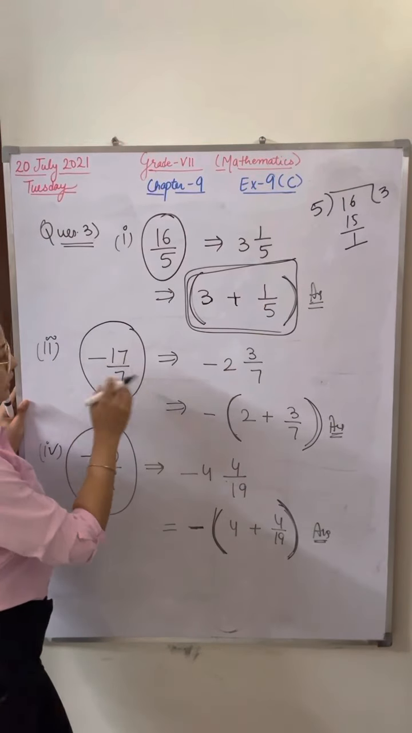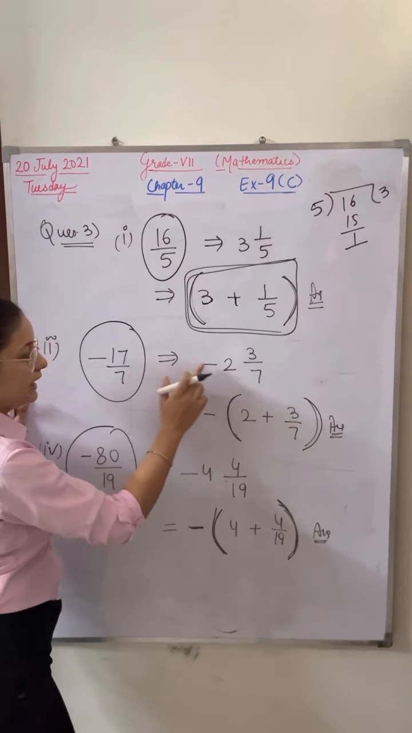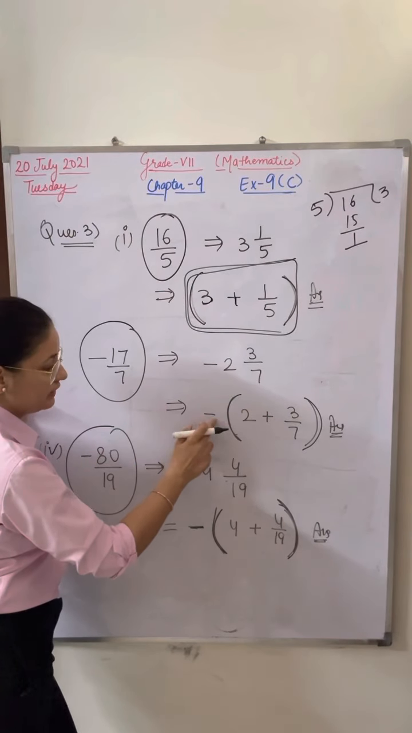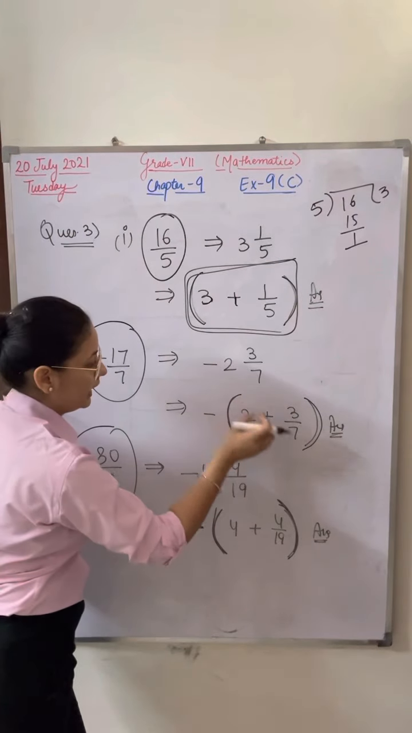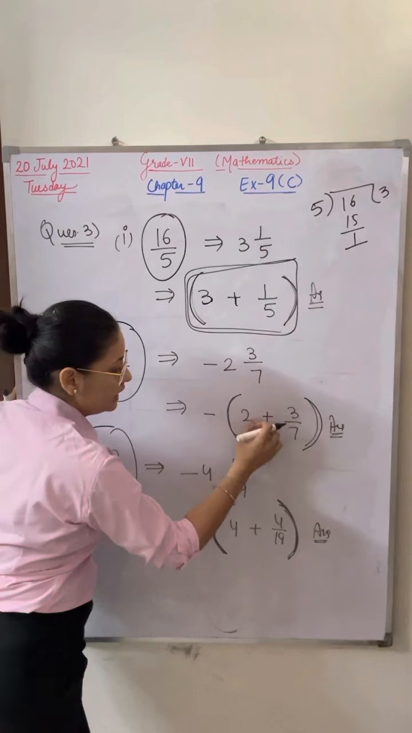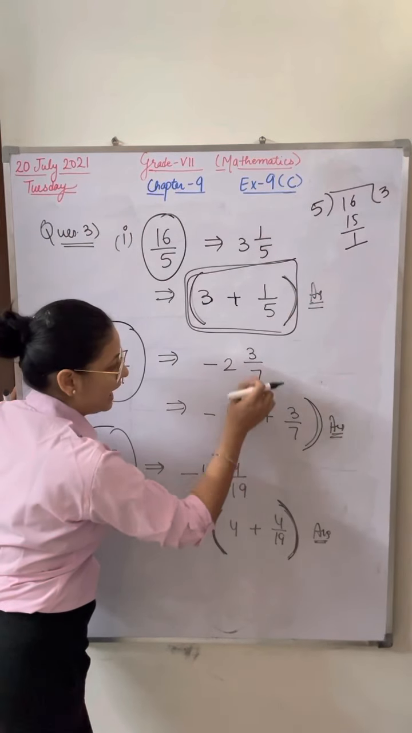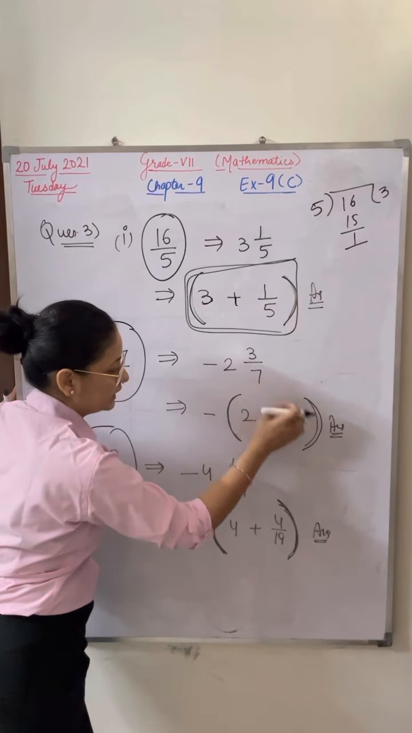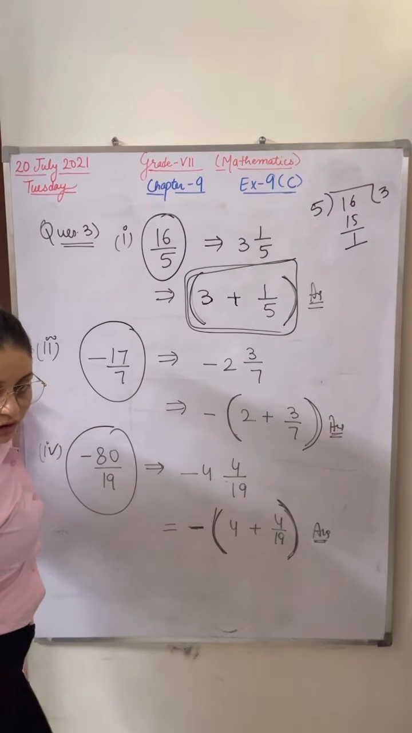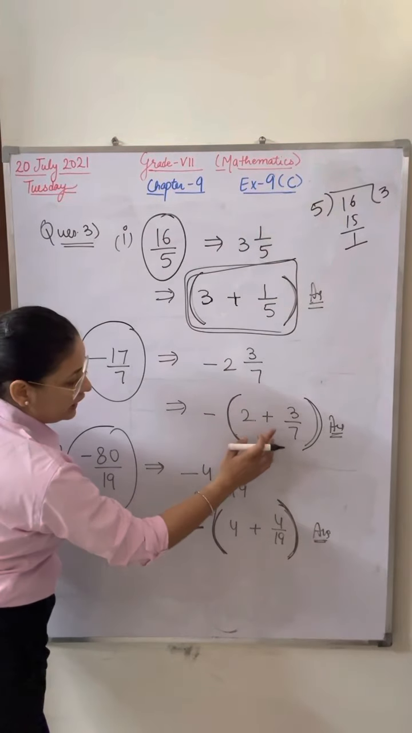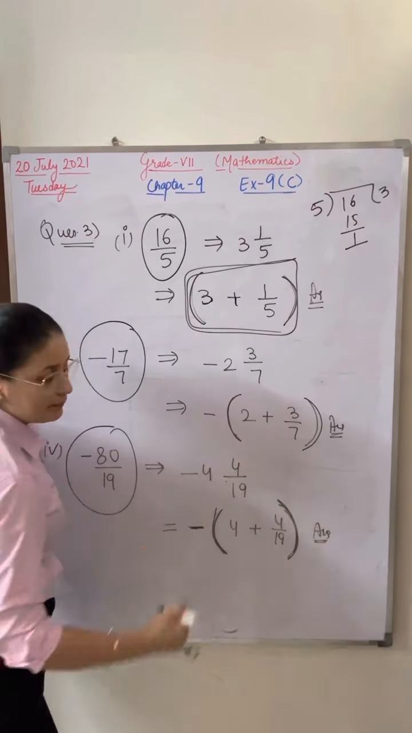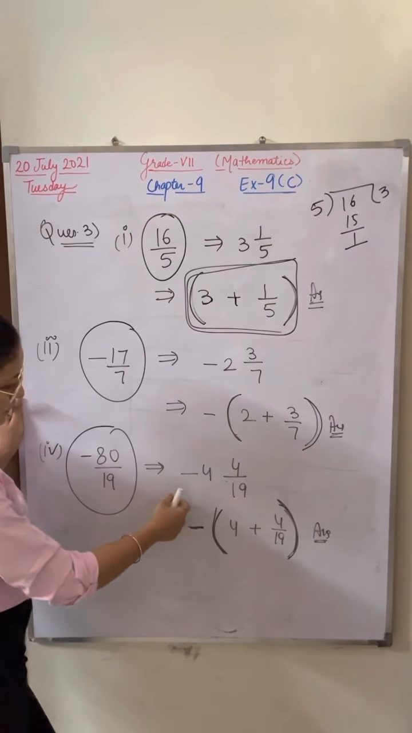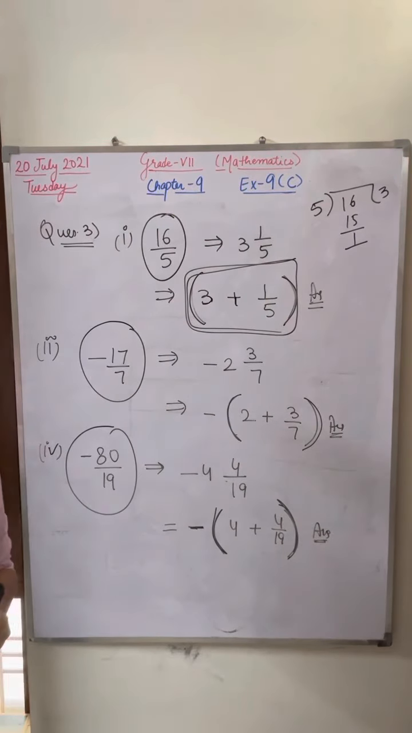Similarly for this one, change into the mixed fraction. The minus sign will be as it is. Again, the minus sign will be common. In the bracket, write down this 2, in between put a plus sign, and here write this fraction. So this is again a formation of addition of integer and rational number. Similarly, the fourth question, fourth part.